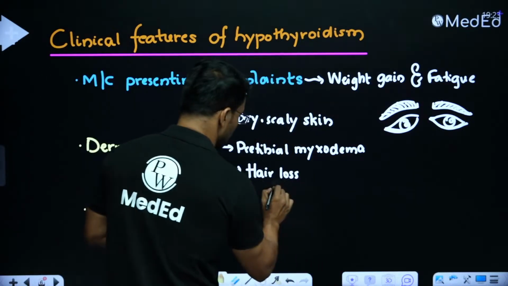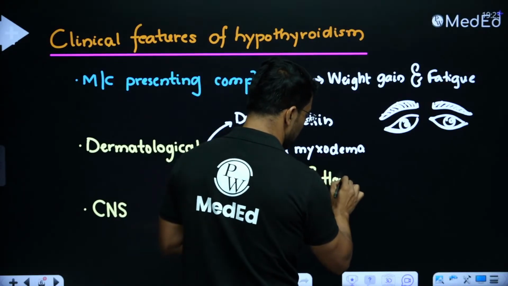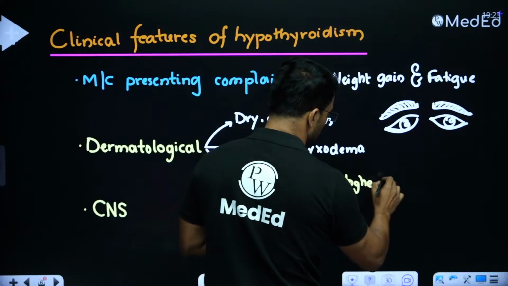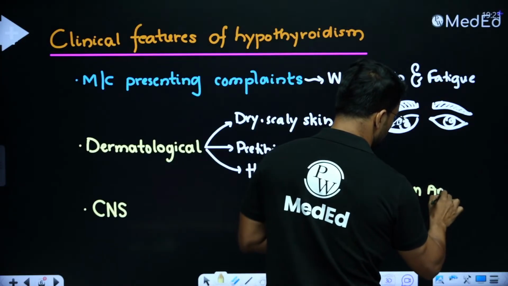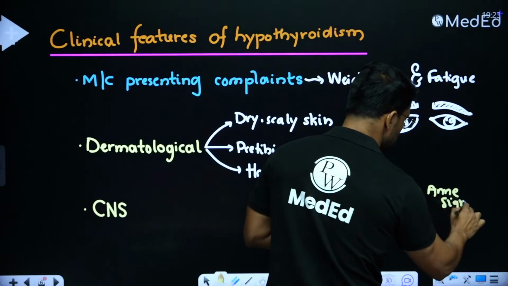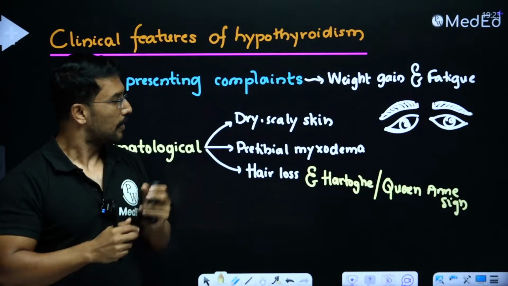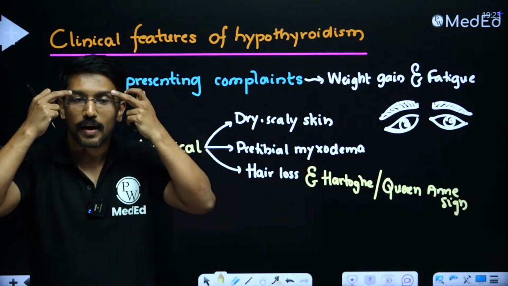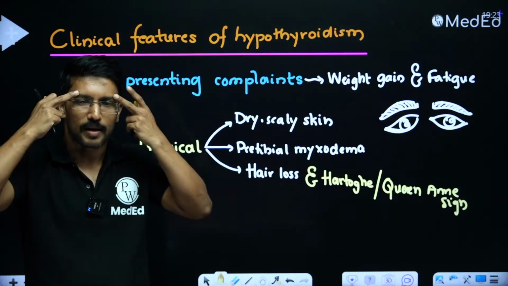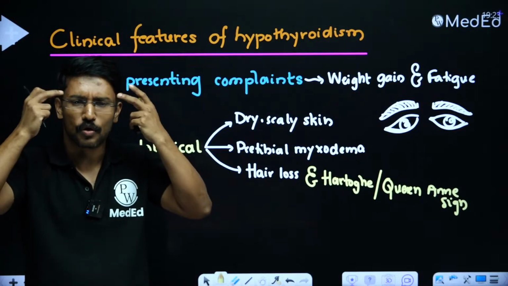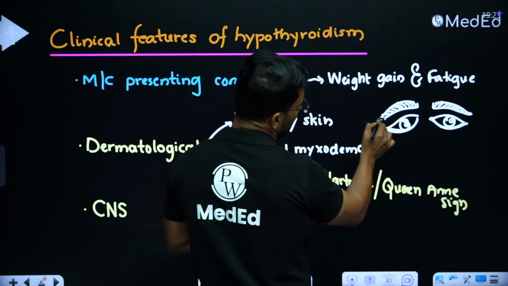Peculiar sign. And I will call this sign as Hertoghe sign, or also called as Queen Anne sign. तो इसमें होता क्या है? Hair loss is happening, like you are losing the scalp hair, but in addition to that, you mainly lose lateral 1/3 of your eyebrows. You might see this in a lot of hypothyroid patients. Their eyebrows are thinned and lateral 1/3 is almost non-visible. So that loss of lateral 1/3 of the eyebrows, we call it as Queen Anne sign or Hertoghe.